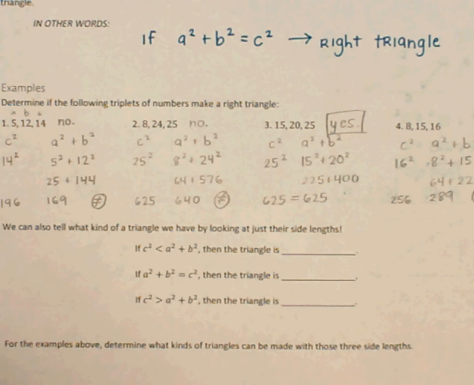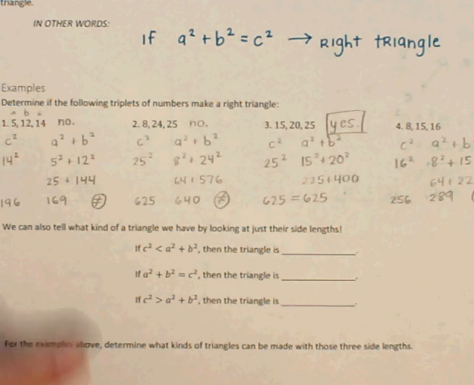Okay, the last part of section 1 and 2 that we're going to talk about is the fact that by comparing a squared and b squared to c squared, not only can we tell if it's a right triangle, but we're going to be able to tell, oh, do we have an acute triangle? Or do we have an obtuse triangle?